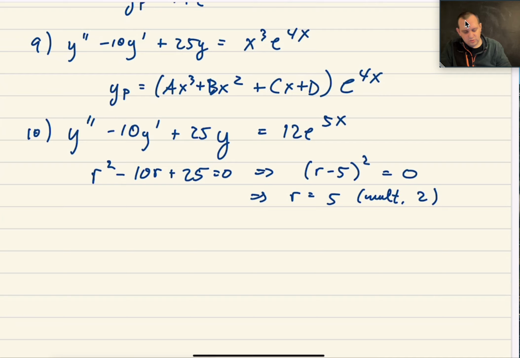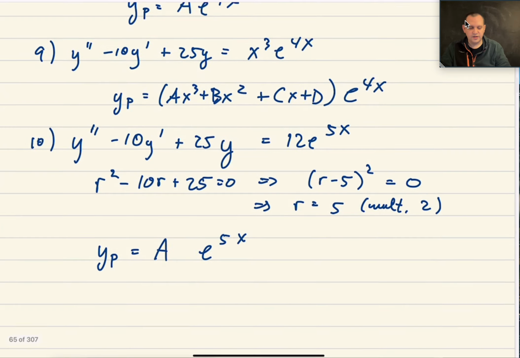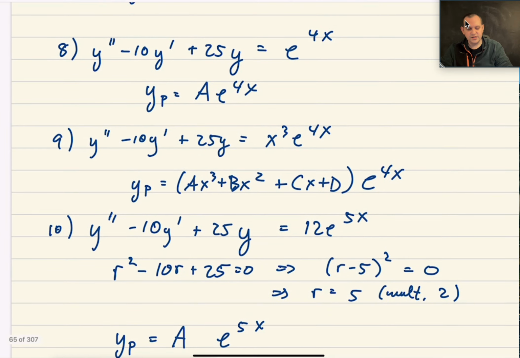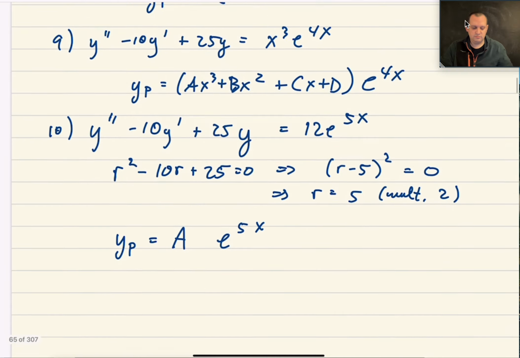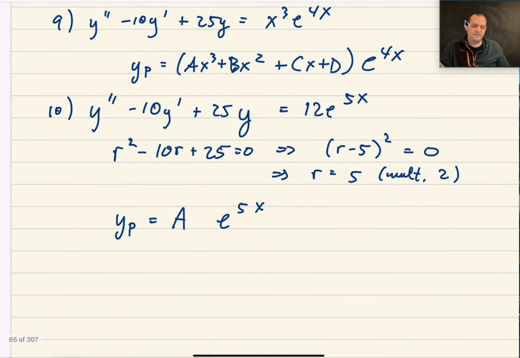And so the way that this plays a role when we talk about the particular solution is that we would normally have a constant times e to the 5x, like we did before. We had a constant times e to the 4x, and nothing wrong with that. The problem is that e to the 5x already appears in the complementary solution, and because it's a repeated root, so does x e to the 5x. That's already in the complementary solution. So what we need is an x squared, and there's two ways to think about that.